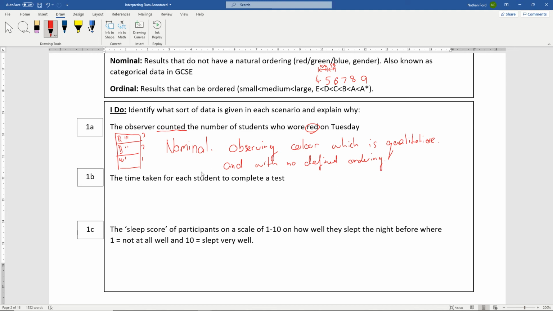Okay, and then we're going to go through the next one. But that's exactly what you're trying to think: what's the sort of data that we're receiving? And the really interesting part is a lot of nominal data that you receive actually is about counting frequencies. Let's look at the next one.